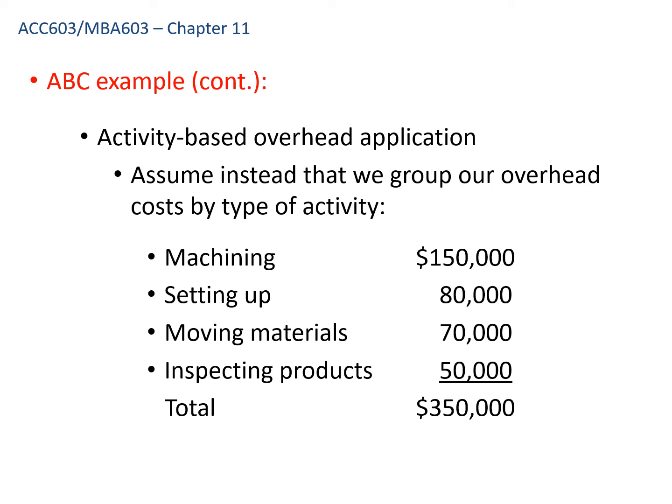And then I've got inspections that take place of a random sampling of these toys. And we pay our inspector $50,000 a year. So that's my total 350, the same 350 that we used in the previous example when we talked about the predetermined overhead rate. I'm just sorting it in different ways by activity rather than leaving it all in one sum.